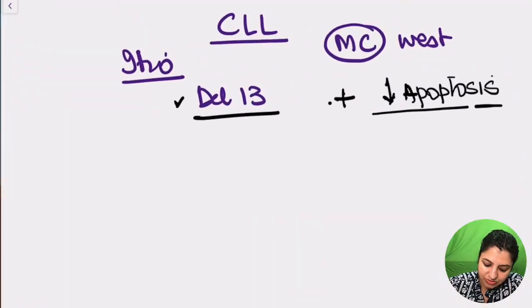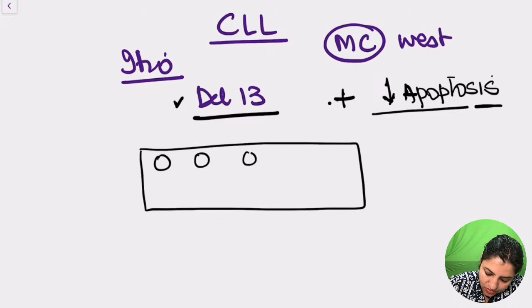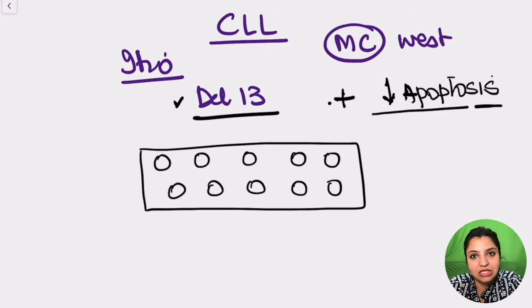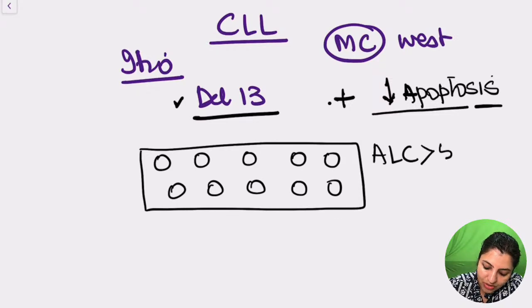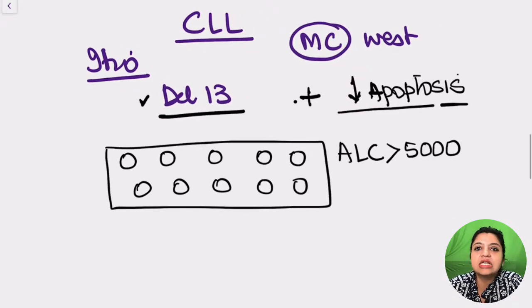So this causes persistence of lymphocytes. What do you see in this smear here? If you look at this smear, you will see there will be lots and lots of lymphocytes. There will be a lot of lymphocytes in the peripheral blood. The absolute lymphocyte count normally is approximately 4,000. In this case it will be more than 5,000. So there will be persistent lymphocytosis, which will be seen.